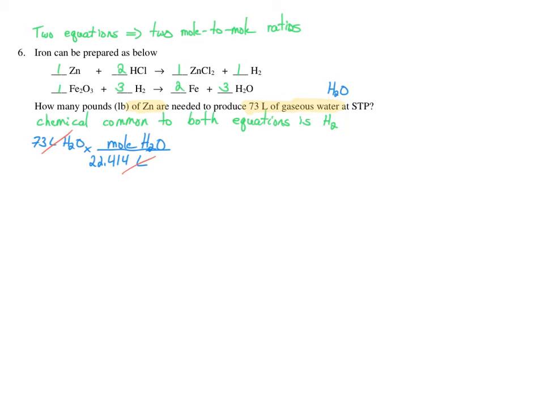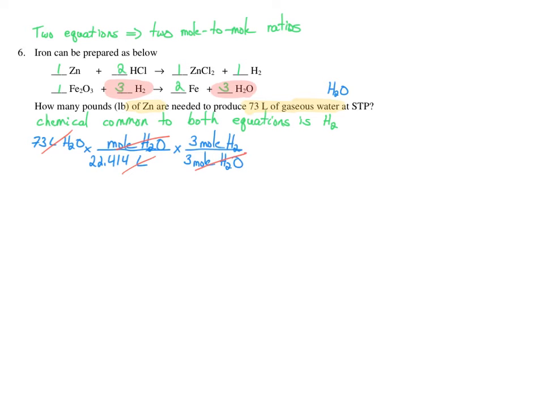Now we find the equation that relates H2O to the chemical in common, H2. And we see that happens here. We pay attention to the coefficients associated with each of these chemicals. The next mole-mole ratio is going to relate amounts of H2 to zinc, because that's what we're interested in.